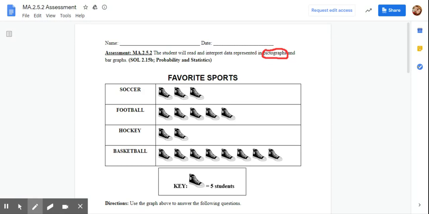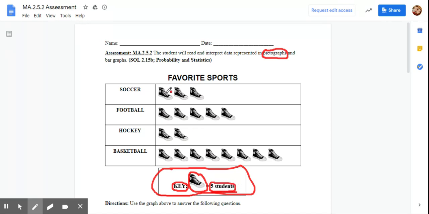Now, every pictograph will include a super important piece in helping to determine the value of each picture. Right down here, you will see what is called a key. The key is the most important part in a pictograph because the key will tell you what the picture represents numerically. So I can see here that according to the key, every time I see a shoe, a shoe actually represents 5 students.